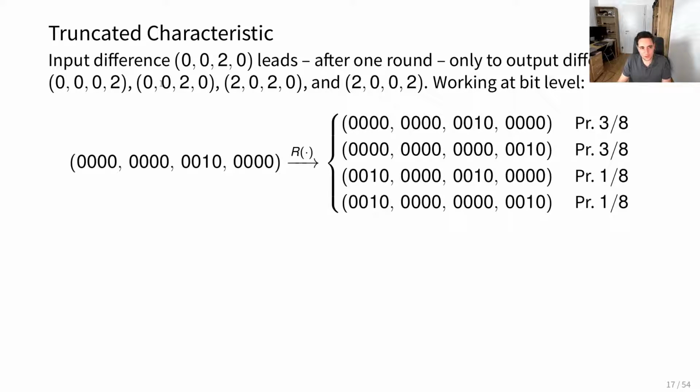And now we can do the same with these 4 output differences here. We can translate them to the bit level. Then we can simply compute the probabilities of those, and we see that essentially we have a probability of 3/8 for this very specific output difference after 1 round, and the same probability for this output difference, and a slightly lower probability for each of these 2 differences. But essentially these are the 4 possible output differences. And what we can actually see is that this is all of the possibilities we have, we don't have any more output possibilities.